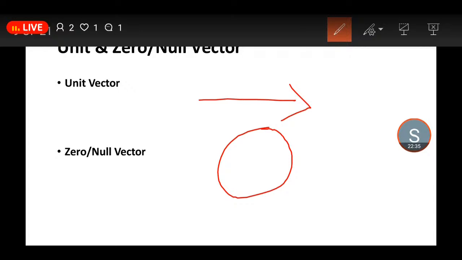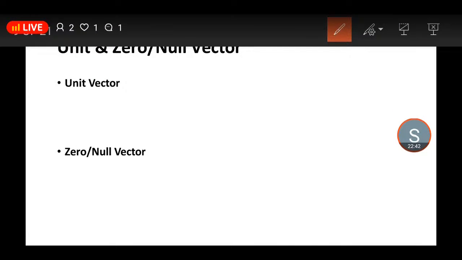A free vector, this is an additional information I am giving. A vector which remains unchanged when it is displaced parallel to itself is called a free vector or non-localized vector. What is a free vector? A vector which remains unchanged even if you displace it parallel to itself. A localized vector cannot be displaced.